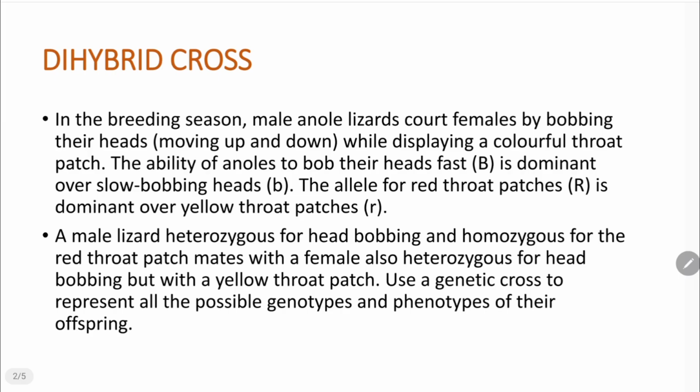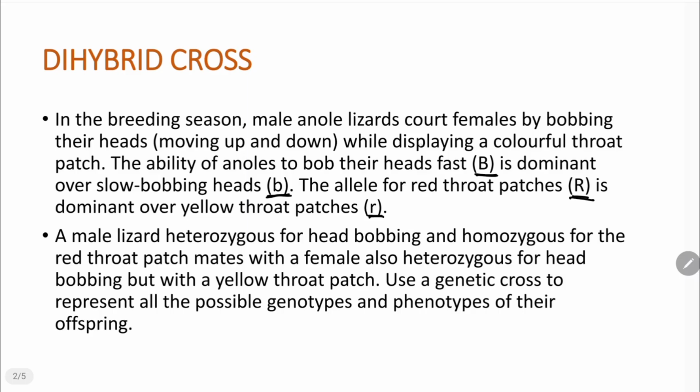Now, it is said that the ability of anoles to bob their heads fast is represented by the allele capital letter B, meaning that bobbing their heads very fast is dominant, right? Over slow bobbing, which is small letter b, so they are recessive, right? So fast bobbing is capital letter B, slow bobbing is going to be small letter b. The allele for red throat patches, capital letter R, is dominant over yellow throat patches, small letter r.